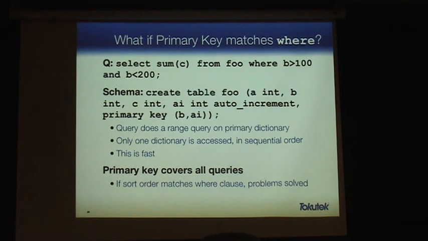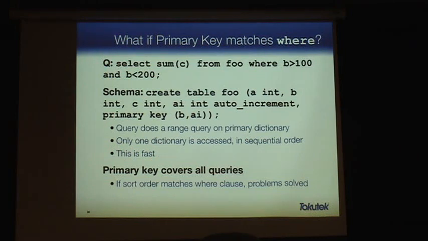Now what if instead we had the primary key matching the where clause? So the query is select some C where B is between 100 and 200, but instead of having a primary key of A, we throw an auto increment column in here, and you make a primary key of B, comma, auto increment. We're throwing the auto increment in there because primary keys need to be unique, and so throwing the auto increment ensures that the primary key is unique, even though B may not be unique. Now the query is doing a range query on the primary dictionary. Only one dictionary is being accessed, and it's being accessed in sequential order. This is fast.